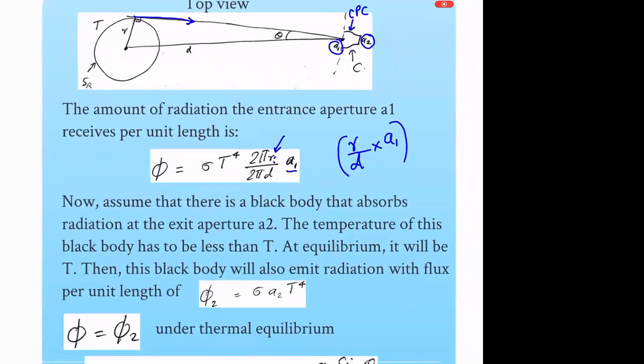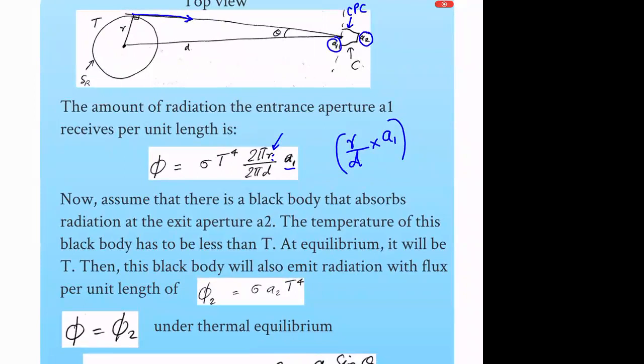Now assume that there is a black body that absorbs radiation at the exit aperture, which is our solar cell, let's call it. The temperature of this black body has to be less than T, because right now we are assuming that everything else is vacuum, so there's no other energy source to heat up the source. But at equilibrium, it will thermalize and reach thermal equilibrium with the source, at the same temperature T. So the solar cell or the receiver we place at the exit aperture will also emit radiation with the flux per unit length given by sigma times its area, A2, times T to the power 4. Again, we're looking at a unit length, so we're ignoring the L there.